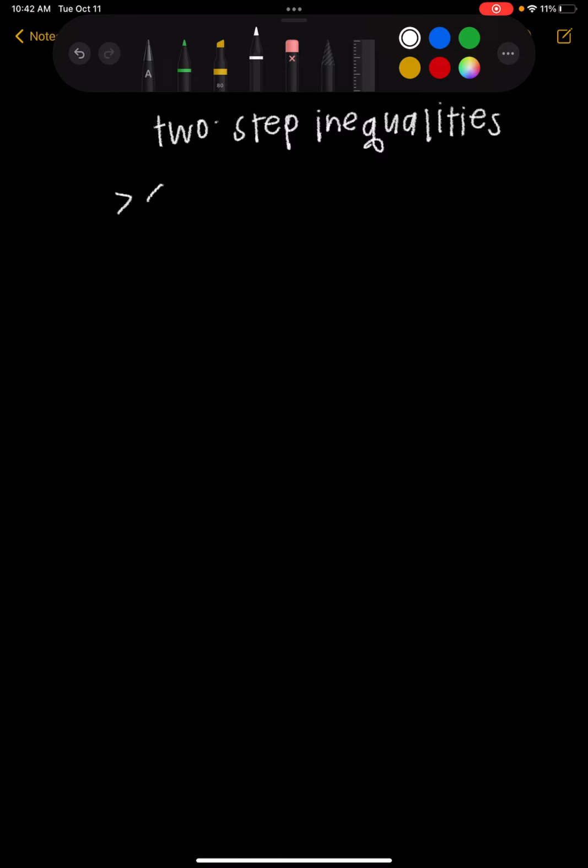If we have a greater than or a less than sign, it's an open dot. If we have a greater than or equal to or a less than or equal to sign, it's a closed dot when we graph it. Then if it's x is greater than or x is greater than or equal to, the arrow points to the right. If it's x is less than or x is less than or equal to, the arrow points to the left.